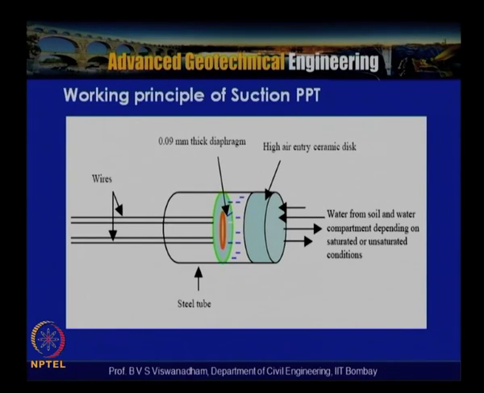Here, water is thrown into the soil, and when it is thrown into the surrounding soil, it is relieved of the deflection. That results in a change in pressure. So water from the soil and the water compartment, depending upon the saturated and unsaturated soils, will be considered. This type of transducer can measure up to -100 to -200 kilopascals of suction pressure.